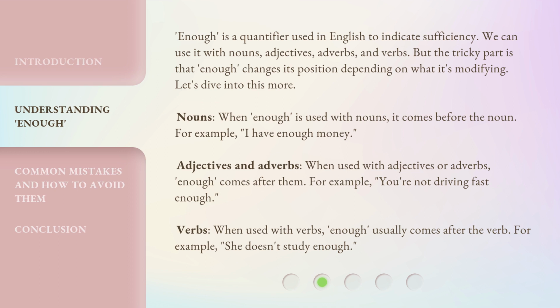Nouns. When enough is used with nouns, it comes before the noun. For example, I have enough money. Adjectives and adverbs. When used with adjectives or adverbs, enough comes after them. For example, you're not driving fast enough. Verbs. When used with verbs, enough usually comes after the verb. For example, she doesn't study enough.